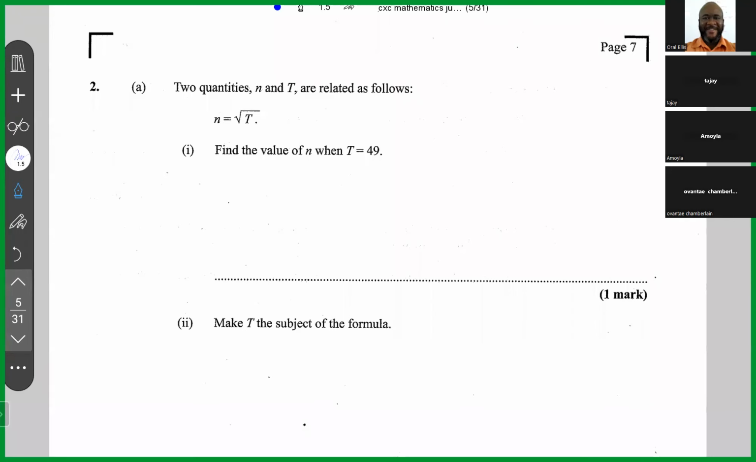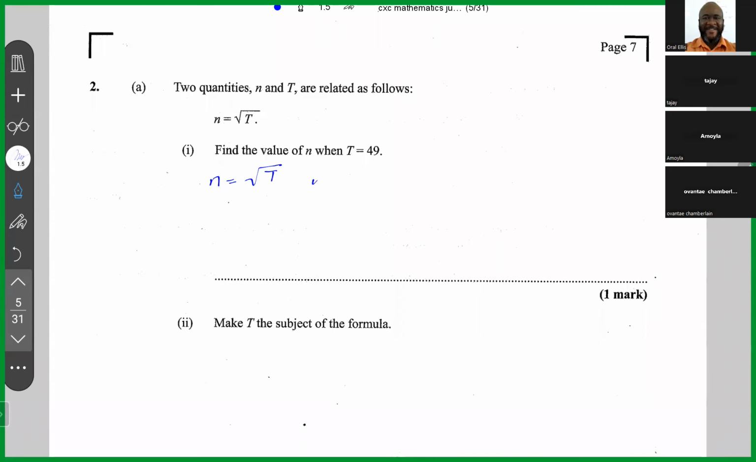All right, question number two. Question number two says two quantities N and T are related as follows. N is equal to the square root of T. We're to find the value of N when T is equal to 49. So N is equal to the square root of T.